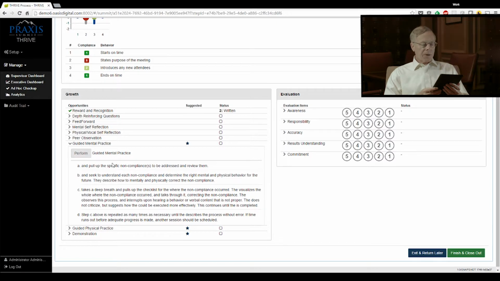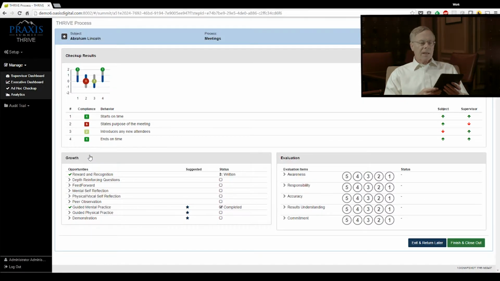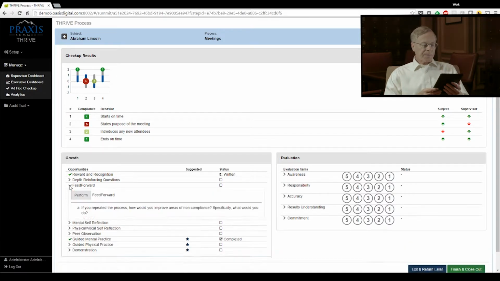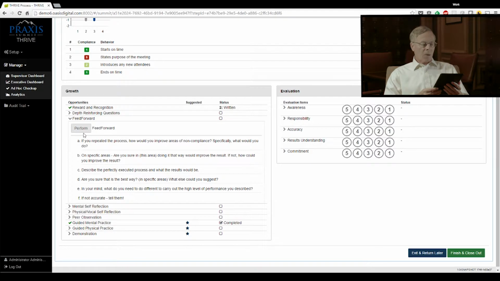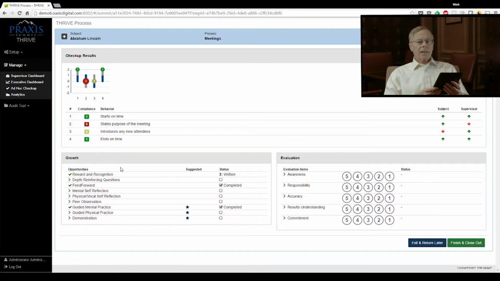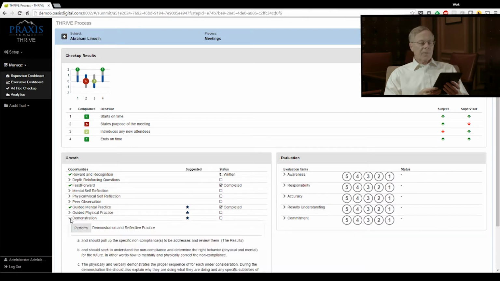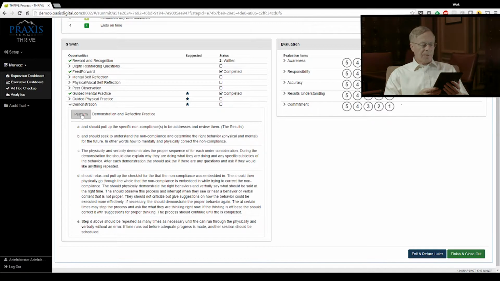The system also suggests a sequence of deeper level interventions, learning interventions, that go all the way up to actually demonstrating and practicing the process. These learning opportunities deliver the deliberative reflective practice philosophy.